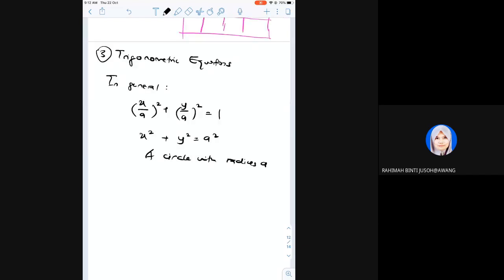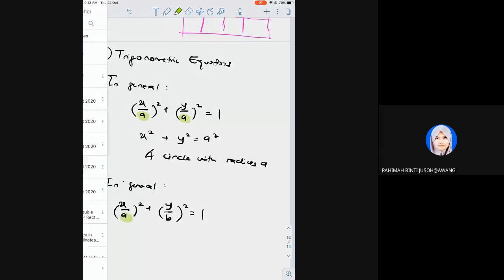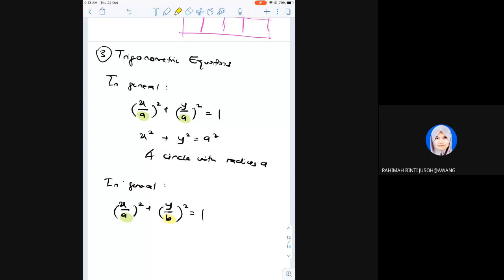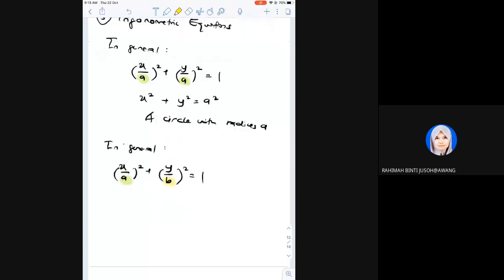And then in general juga, kalau x over a squared plus y over b squared equals to 1. Tadi atas dua-dua sama, a dengan a. Kali ni saya buat x over a and then y over b. Saya lainkan nilai dia. So bila lain, okay, dia tak jadi circle dah. Dia akan jadi an ellipse.